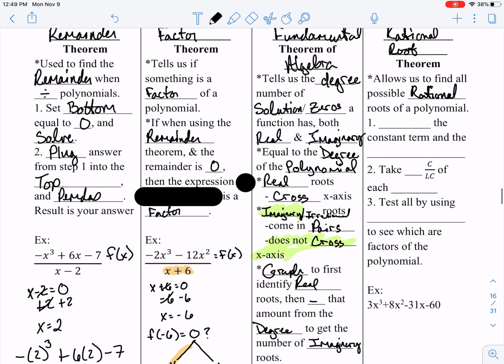Okay, so what you're going to do is divide the constant term and the leading coefficient. You're going to take both the positive and negative values of each result, and you're going to test all of those results by using the remainder theorem.